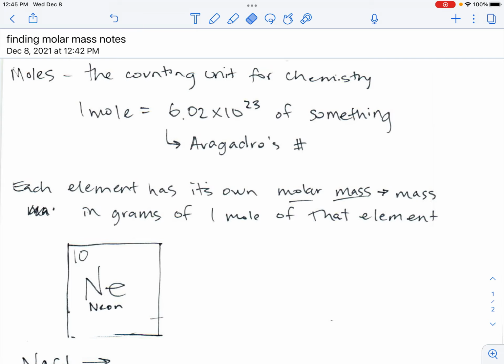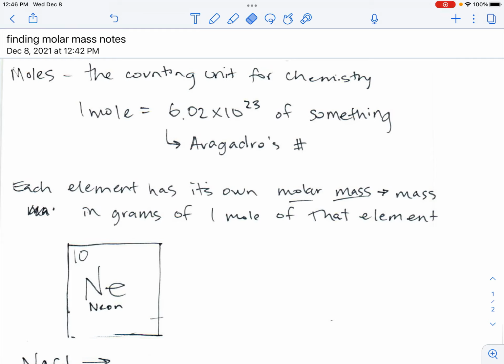Each element is different, kind of like if I said you had a dozen eggs and a dozen donuts. What do they have in common? Well, the number is 12, right? So if I had 1 mole of sodium and 1 mole of chlorine, they both would be the same number of atoms, 6.02 times 10 to the 23rd atoms, but they wouldn't weigh the same.